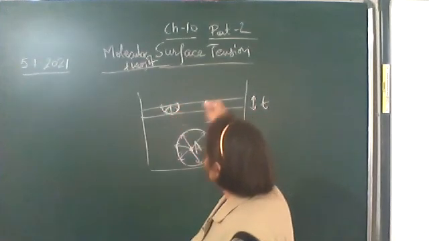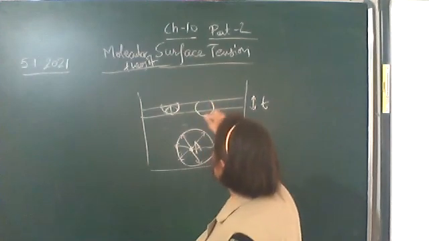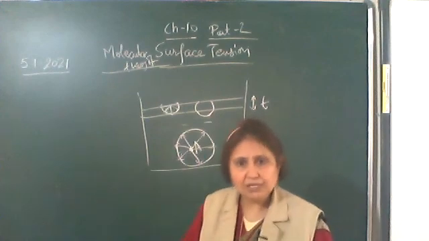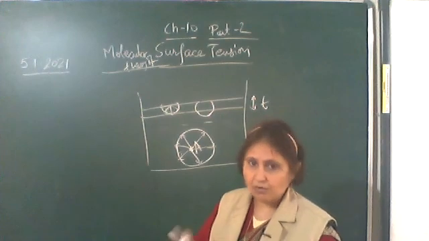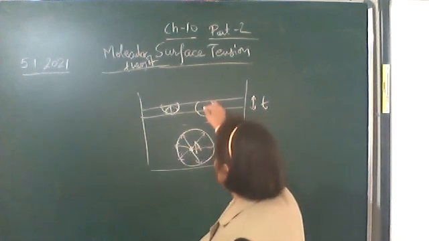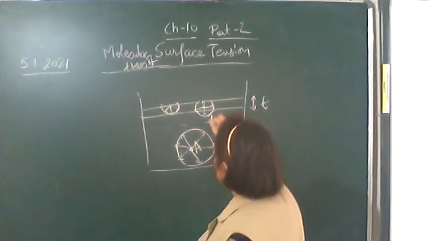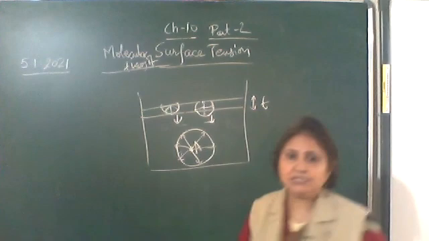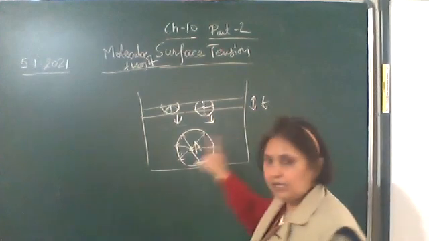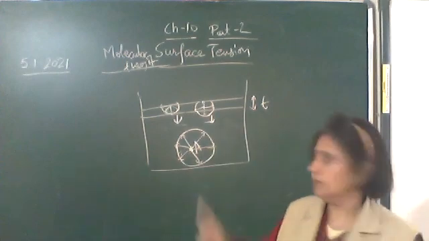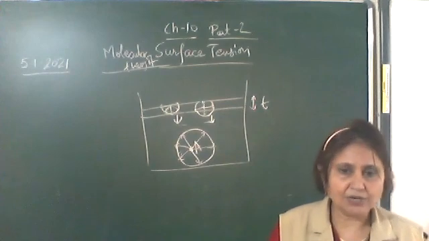All the molecules on the surface film experience some downward force; some will experience more downward force, some less. The molecules which are well inside the liquid experience no net force. But the molecules on the surface film experience a net downward force.